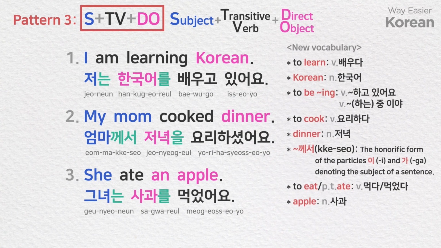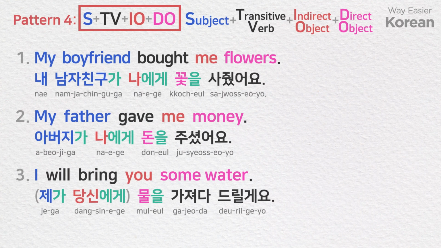New vocabulary. To learn. 배우다, Korean. 한국어. To be ing. 하고 있어요. 하는 중이야. To cook. 요리하다. Dinner. 저녁. 께서. The honorific form of the particles 이 and 가 denoting the subject of a sentence. To eat, past tense. Ate. 먹다. 먹었다. Apple. 사과.